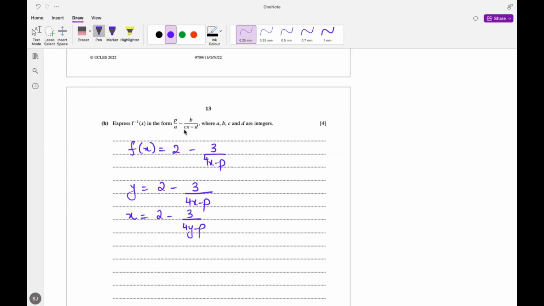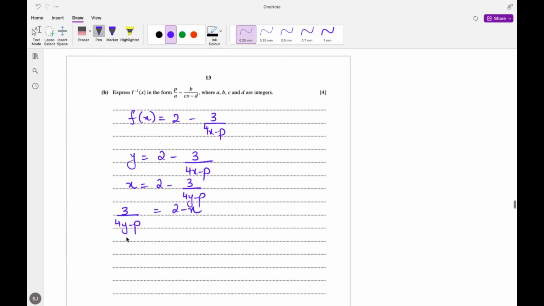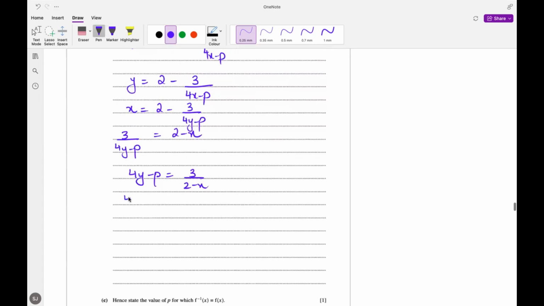Now to bring it into this particular form, we can first bring the 3 upon 4y minus p to the other side. So this will become 3 upon 4y minus p equals 2 minus x. Now, as the form says b upon cx minus d, we'll bring the 2 minus x in the denominator of 3 and bring 4y minus p to the other side. So we can write this as 4y minus p equals 3 upon 2 minus x. Now to make y the subject, first we'll bring the p to the other side. This will become p plus 3 upon 2 minus x.